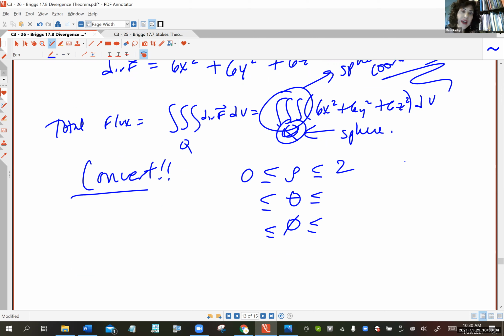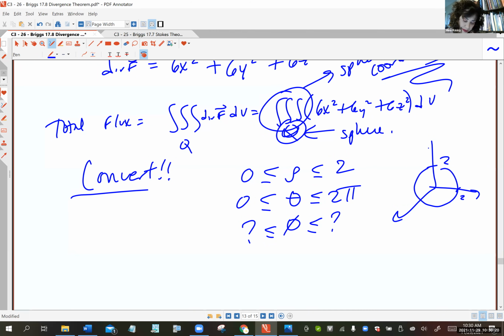is 2. Theta is going to be the theta we all know and love in the xy plane, going to take on the full revolution, 0 to 2 pi. And what do we do for phi if we're doing a sphere centered at the origin of radius 2? Does anybody remember what phi would be? Pi. Okay, that's the upper limit. Good. And what would be the lower limit? 0. Good. So that's going to be what we have for all of our coordinates for the rho, theta, phi spherical. Great. Now, what about this integrand?